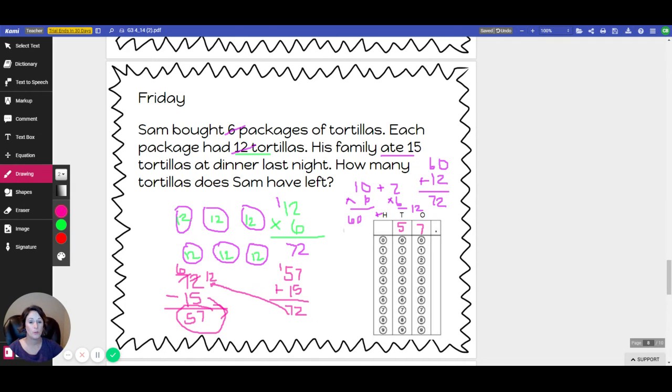Always, always, always, before you bubble in an answer or recircle it, stop and ask yourself, did I answer the question? Go back and look at it. Make sure. Because we can have a lot of math happening and we still not have answered the question.